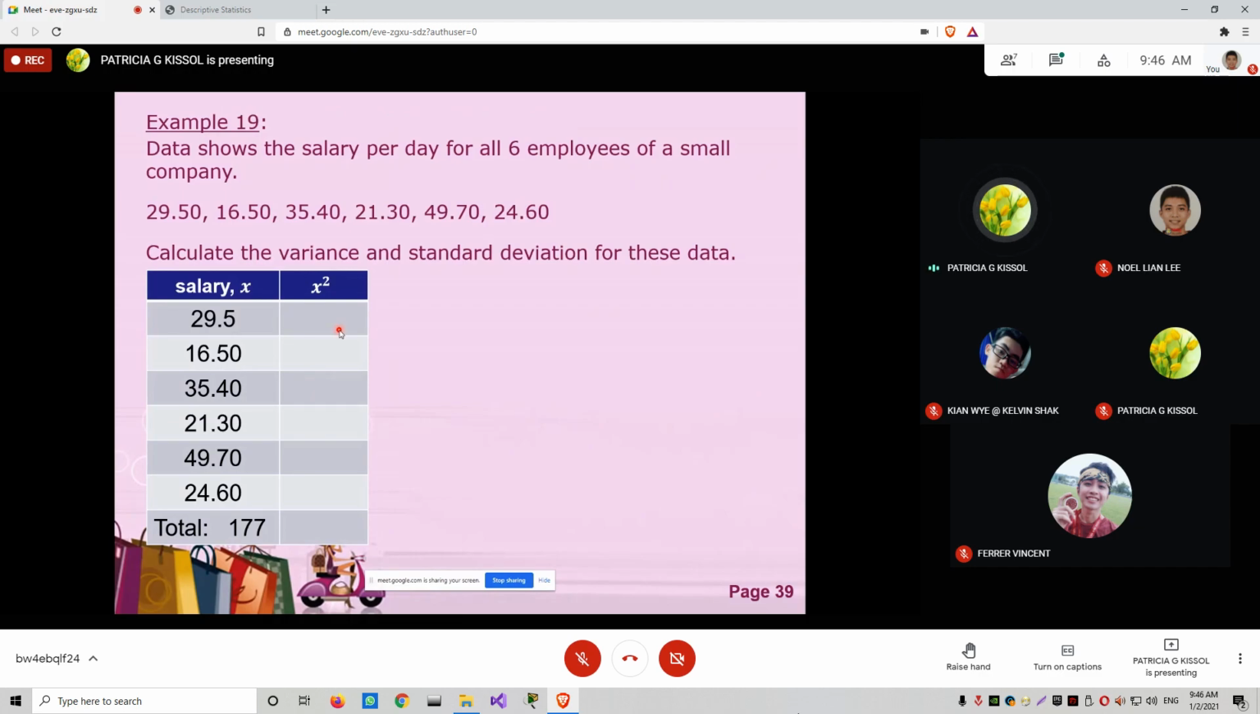These are the salaries, which already have the total. In order to calculate the variance and standard deviation, we need to get the x squared, and that's our n. N refers to how many items we have. If you calculate all this, you see 29.5, you square it, 16.5, you square it, and you total all the values. Unfortunately, I didn't write it here. Can you double check for me, please? When you square all these values, you should get 5,924.6. Do you agree?